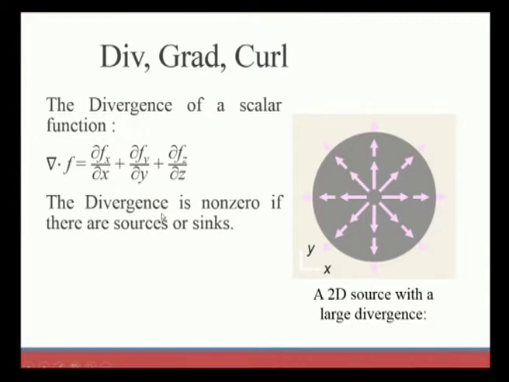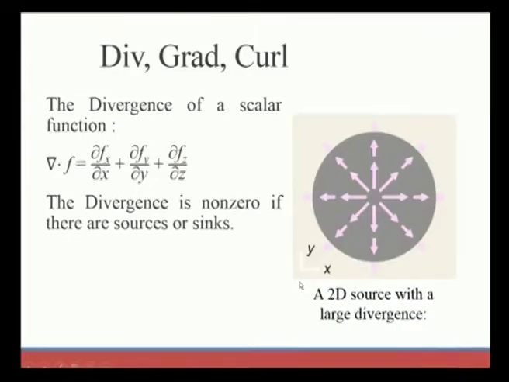And the divergence is always non-zero if there are sources or sinks. Whenever sources are there, we need to consider the divergence as non-zero. Here, if we consider a two-dimensional source, there will be non-zero divergence. So, x and y are the two coordinates that we consider, taking it as a 2D source, that is, a two-dimensional source, which has a large divergence that we can observe.